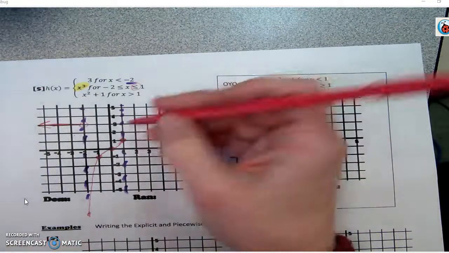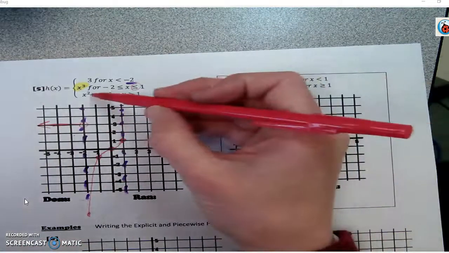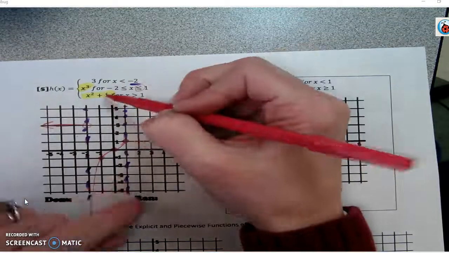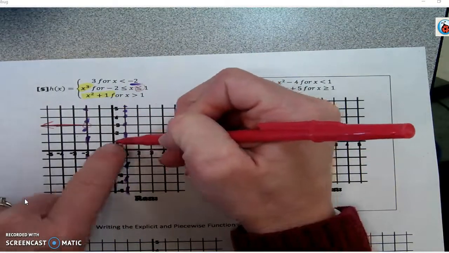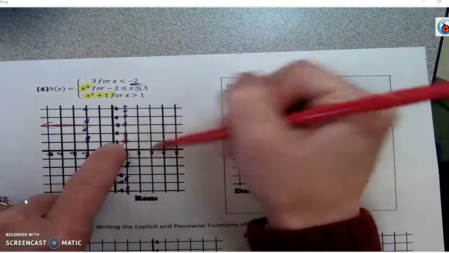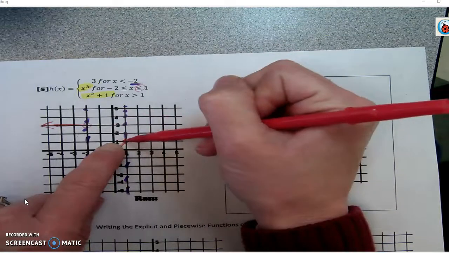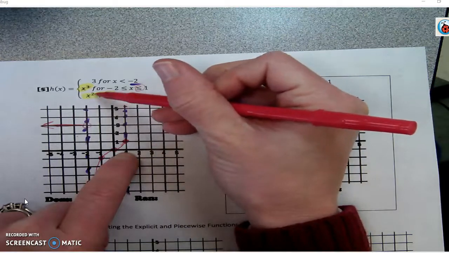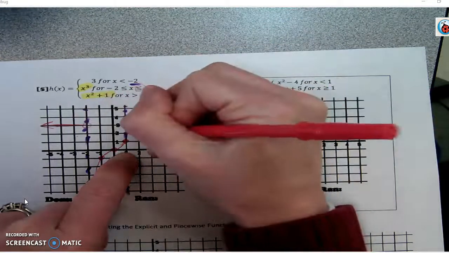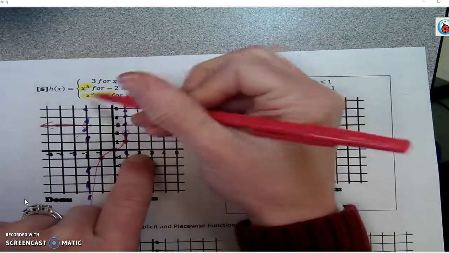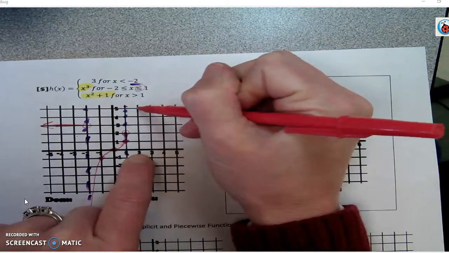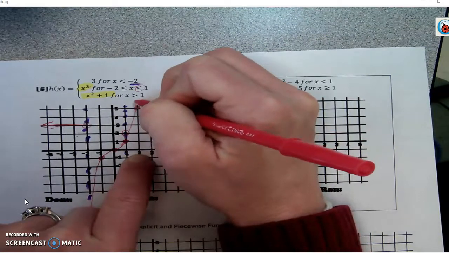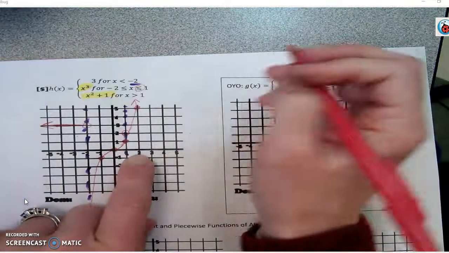Okay? So plugging in your values. And then here we have x squared plus 1. That's a parabola that shifts up 1, so it would start at 1. I'm not going to put a point there because I don't want to graph it till I get over here. If you plug in 1, 1 squared is 1 plus 1, so that would give you a value of 2. And if you plug in 2, 2 squared is 4 plus 1 is 5. So the parabola goes through that way.